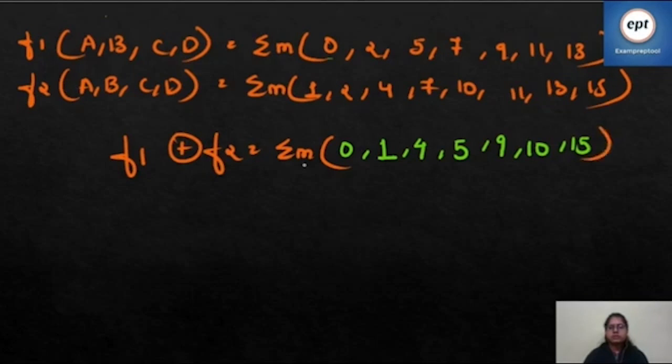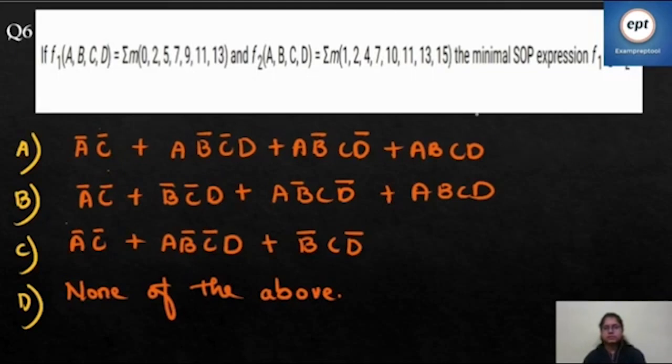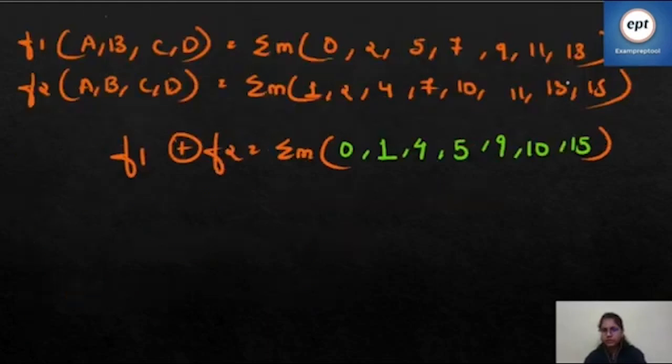So whenever you do XOR of two functions, the common values you have to eliminate, and the values which are not common to both, those you have to consider. So these are the min term values. Now let's go to what you have to find in the question. They have asked for the minimal SOP expression, so you have to find the min terms for this. The better way to find it is using the K-map. So let's draw the table for that.